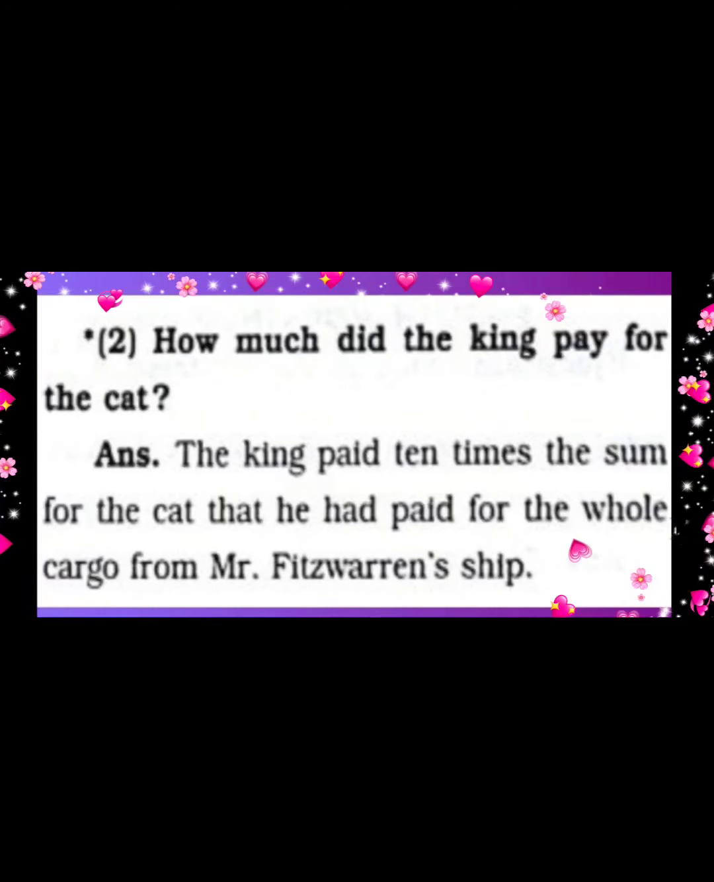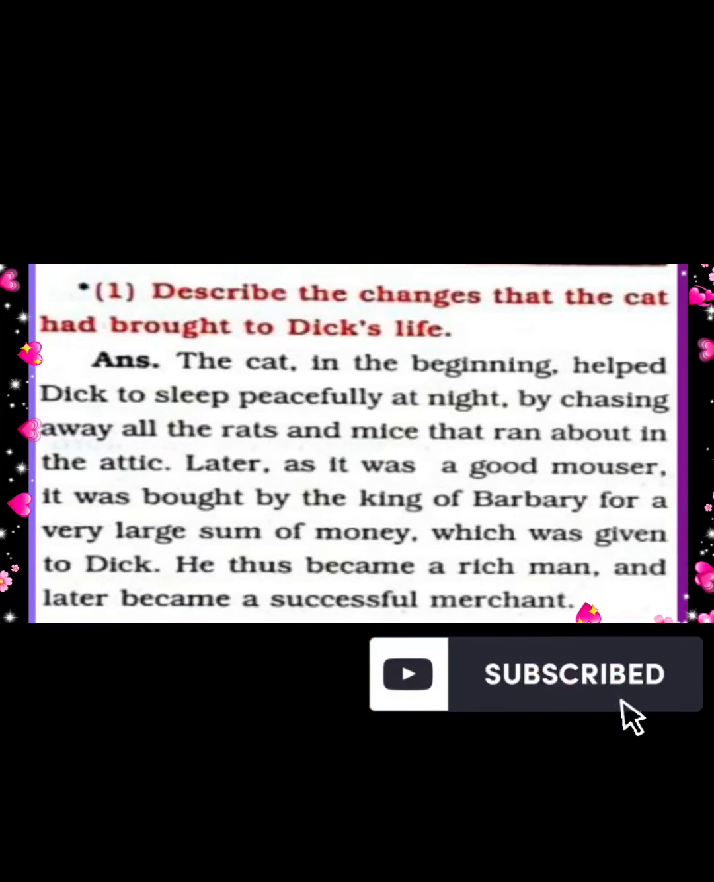Next, here we have to describe the changes that the cat had brought to Dick's life. In the beginning, it helped Dick to sleep peacefully by chasing away all the rats and mice. Later, as a good mouser, it was bought by the king of Barbary for a very large sum of money, which was given to Dick. He thus became a rich man and later became a successful merchant. So these were the changes when the cat came into Dick's life.